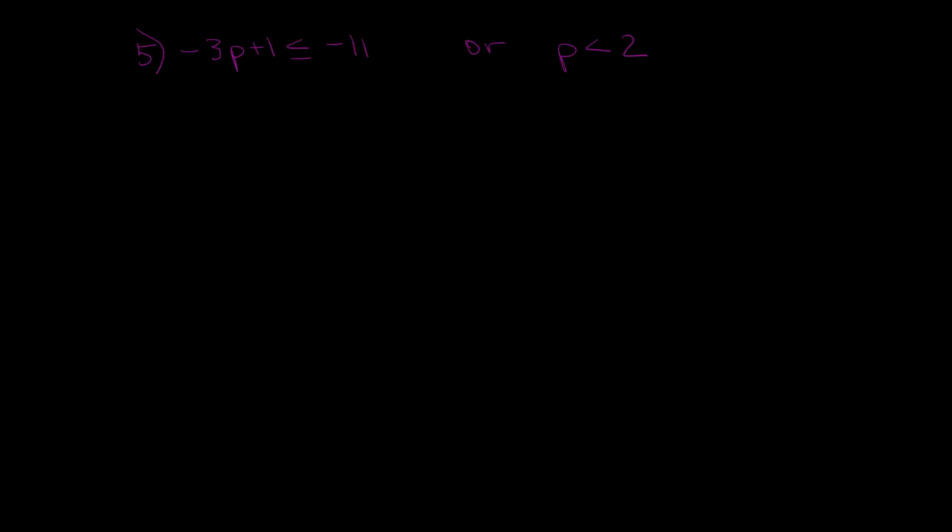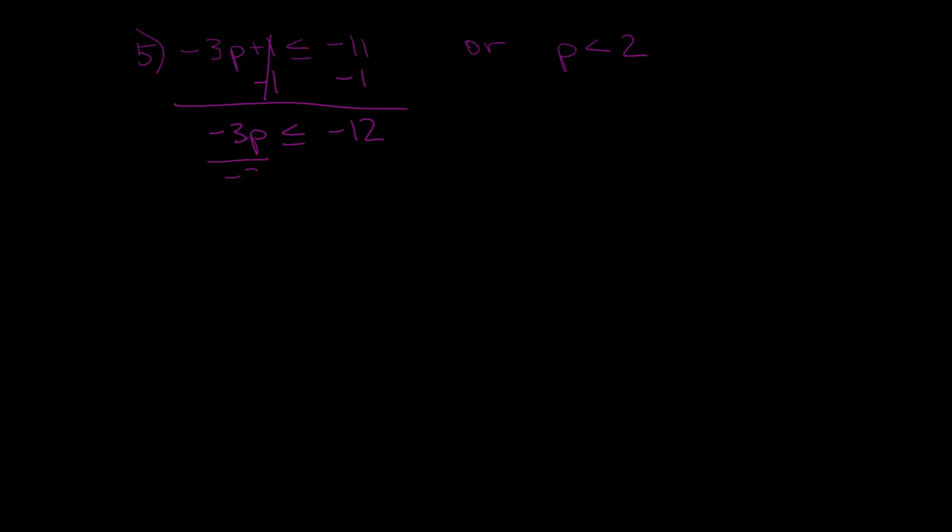I want to show you there's one more problem that you need to see. So this is also a compound inequality where we're using or. So I'm just going to solve both individually. So we have negative 3p plus 1 is less than or equal to negative 11. So I'm going to isolate the p. So I'm going to subtract 1 from both sides. So I have negative 3p, those cancel out, is less than or equal to negative 12.